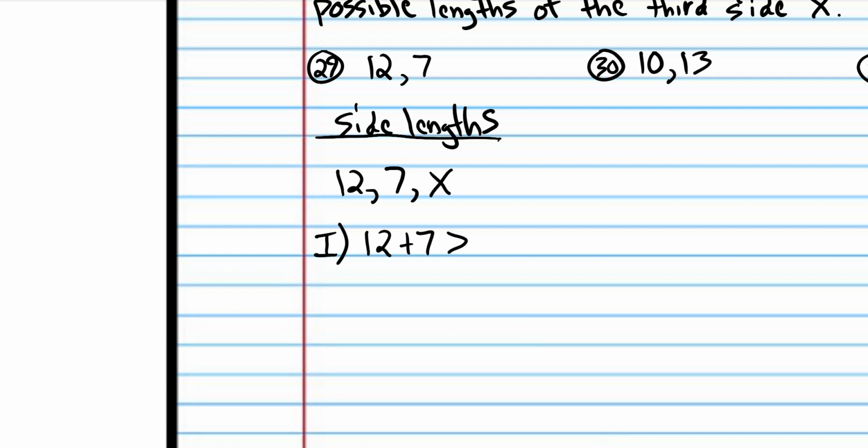12 plus 7 must be greater than the third side x. So 12 plus 7 is 19. So this is very useful information. In order to make a triangle, we know that x has to be less than 19. Or if you want to read left to right, 19 is greater than x.